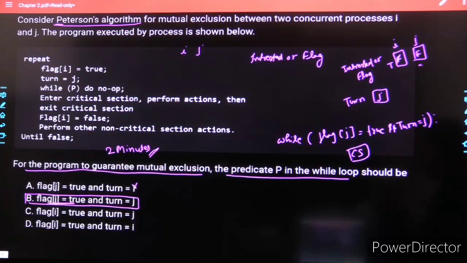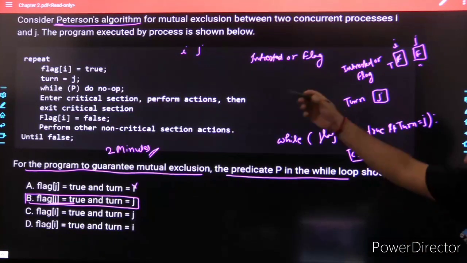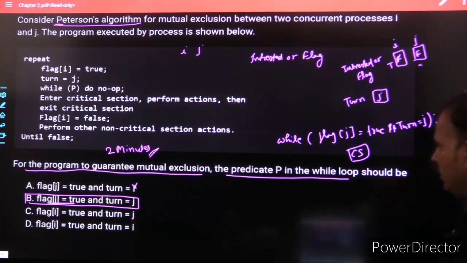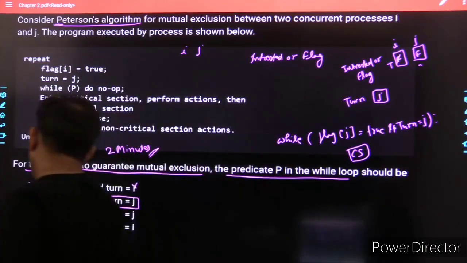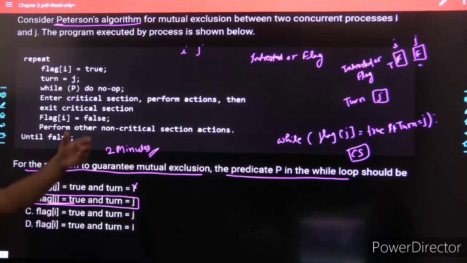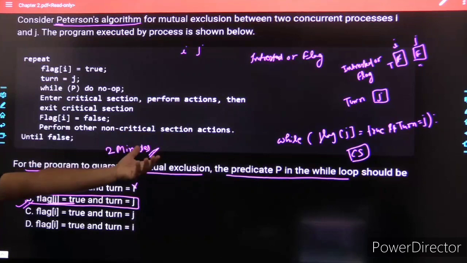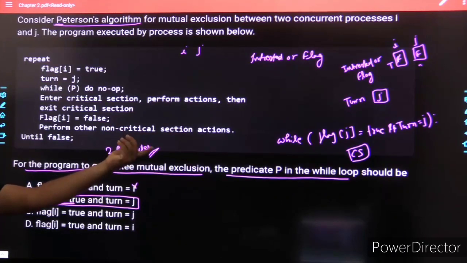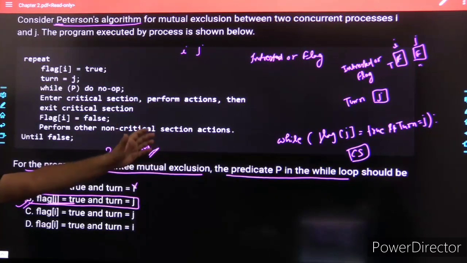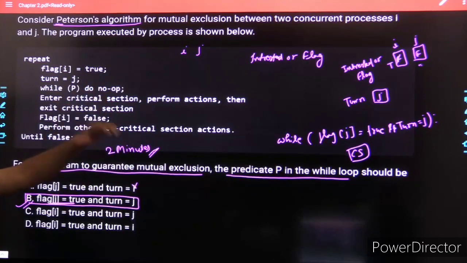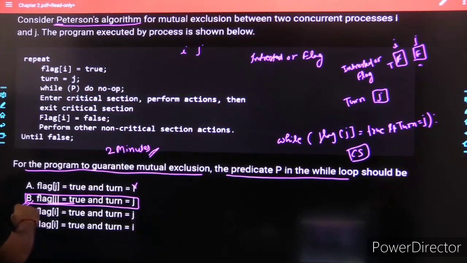Understand clearly, my dear friends? So I is interested and turn is J. We are executing the code. When it checks flag of j, flag of j is false. Out of the two conditions, only one needs to be false. So this is false, which means it will break the while loop condition and the I process can go into the critical section. So option B is correct here.